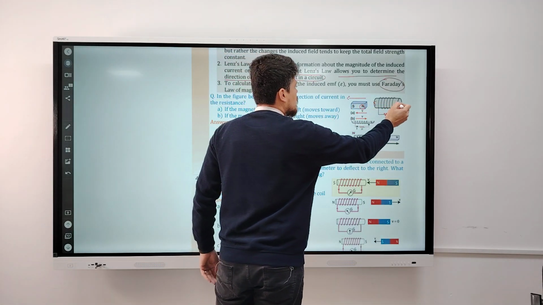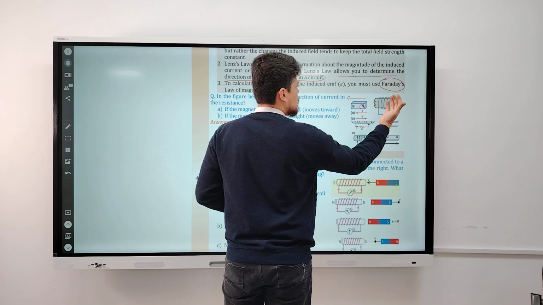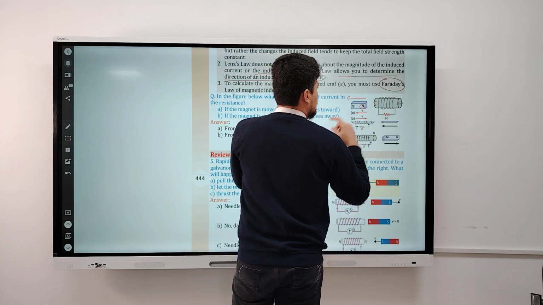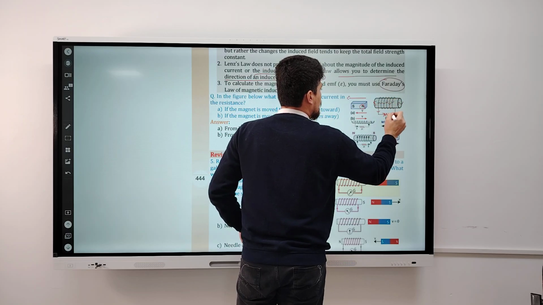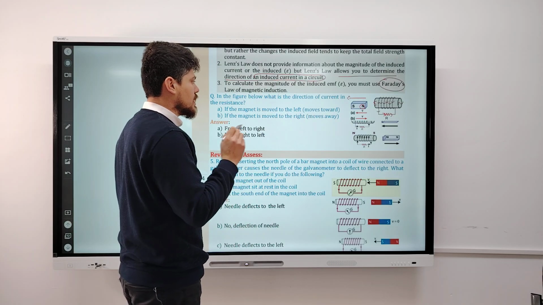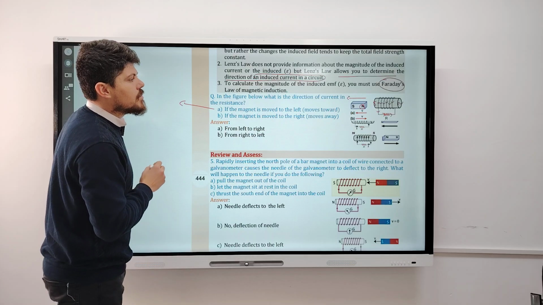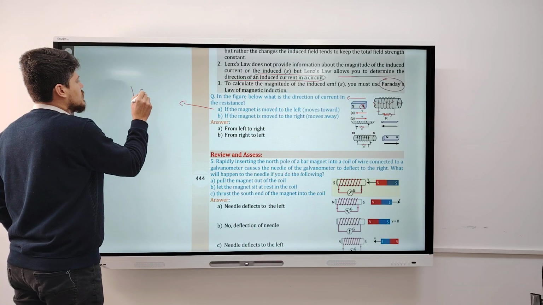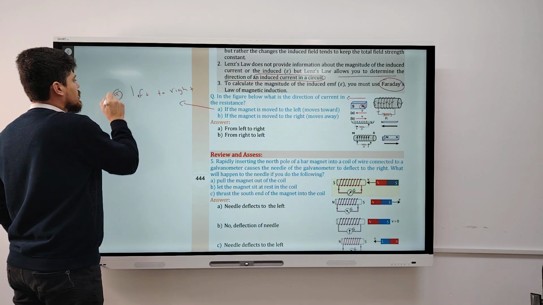If this end is south, it means that this end is north. Using the right-hand rule, this is north and this is south. The current is downward. For the first case, if the magnet is moved to the left, the direction of the induced current in the resistor is from left to right.